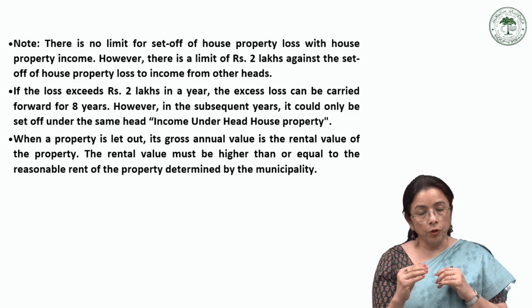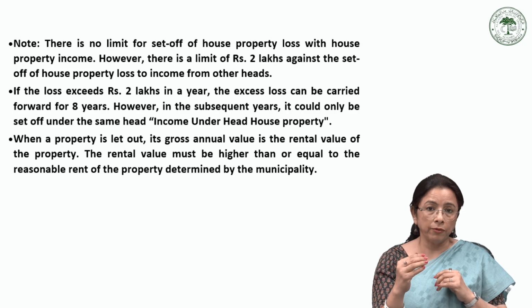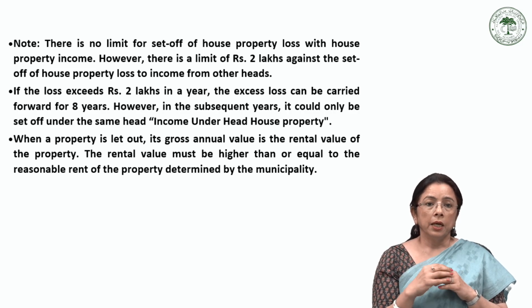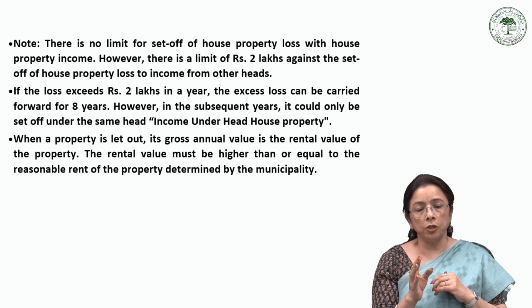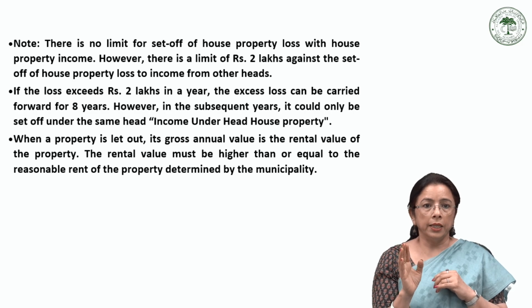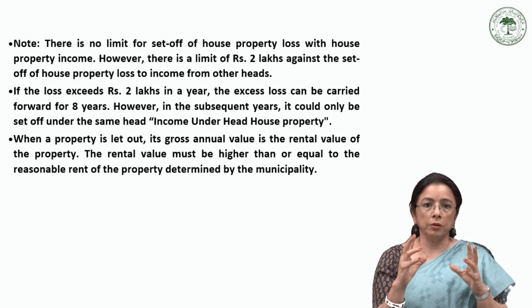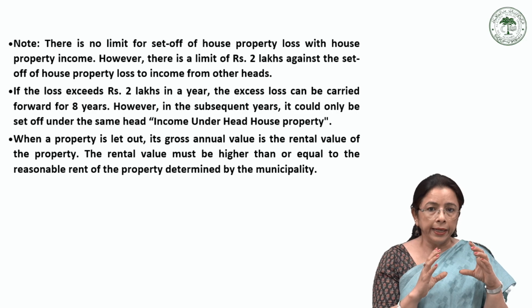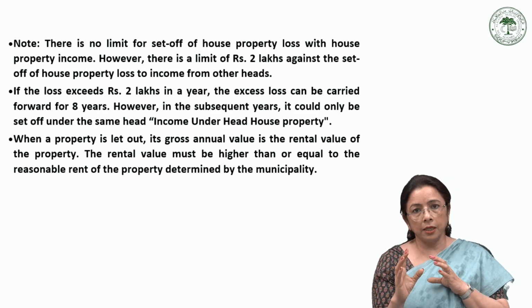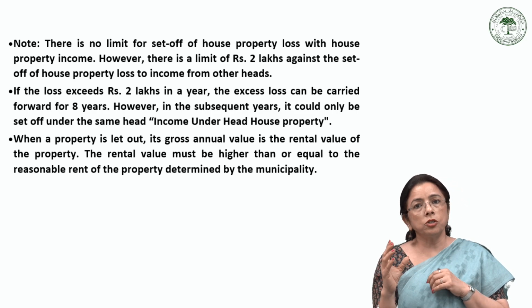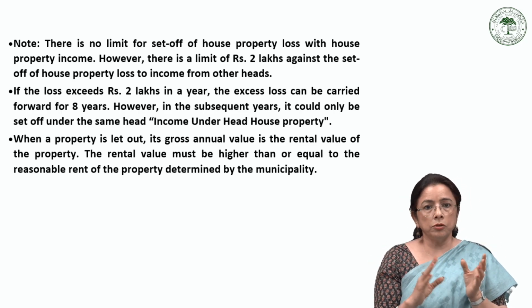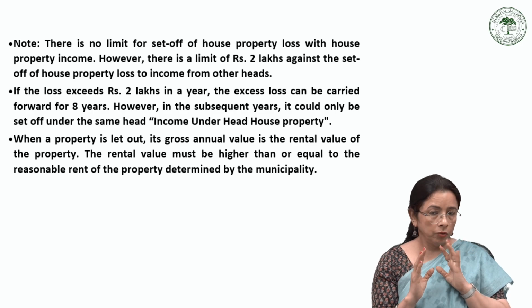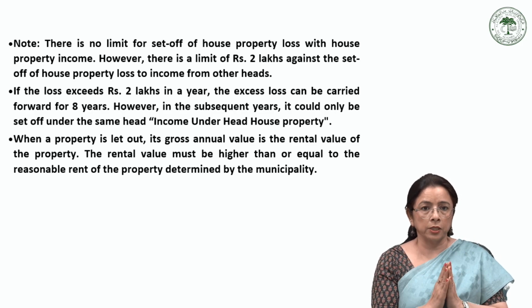What is the situation when you have to set off within the same head? There is no restriction on setting off house property loss against house property income in the same financial year. That means if you have two properties, one generating rental income and another resulting in a loss, then the loss of one property can be adjusted against the income of the other house without any limits. There are no amount brackets for that.